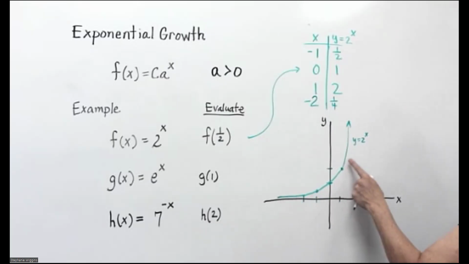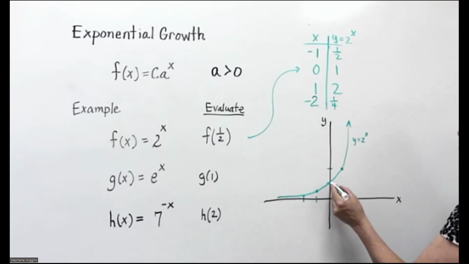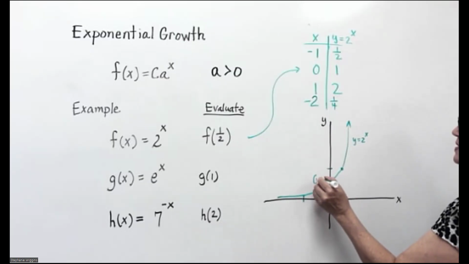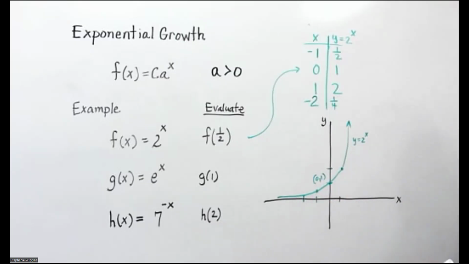So here's the basic shape of an exponential function. All exponential functions pass through the point 0, 1, because any base like 2 raised to the power of 0 is going to equal 1. Anything raised to the power of 0 is 1. So 0, 1 is always a point on a basic exponential graph, no matter what your base is.